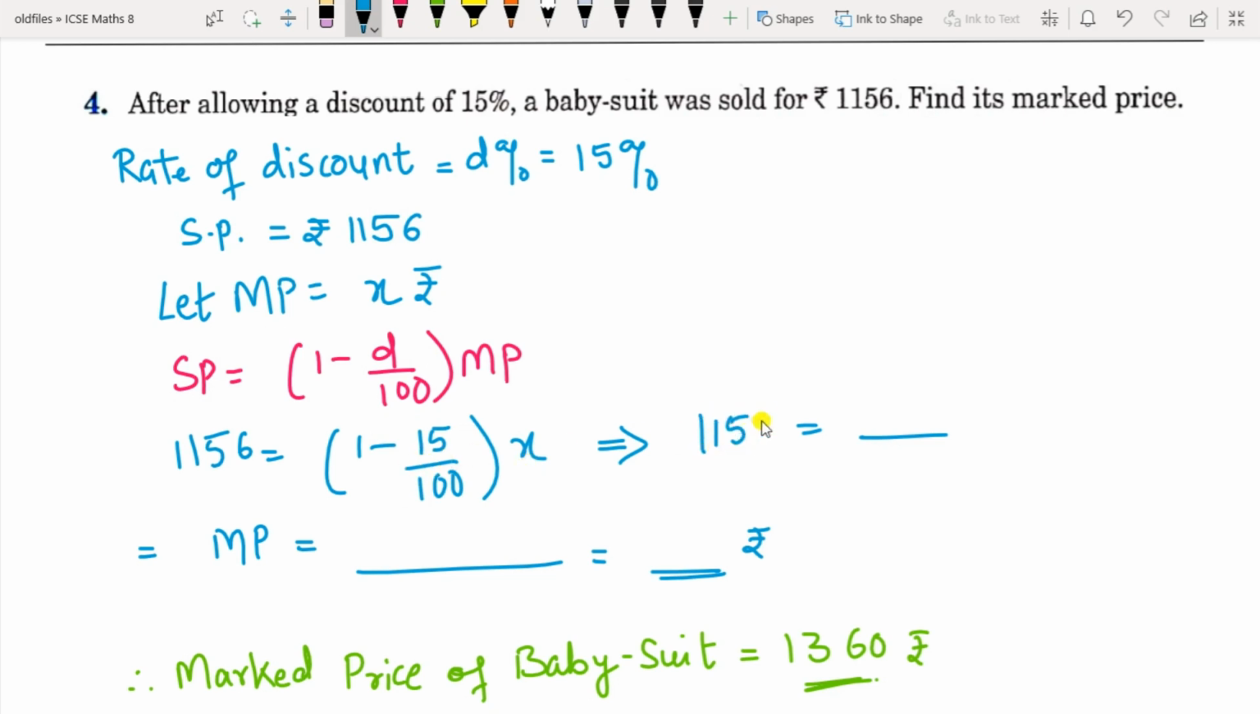So it will become 1156 equal to 100 minus 15 upon 100, as you know. Okay. So this will be 85X upon 100. You need to find the value of X here, which is the mark price. X means you have substituted as MP. So it will be 1156 multiplied by 100 upon 85. Now if you do the cancellation, if you solve it, you get 1360 as the mark price of the baby suit. That is 1360 rupees.